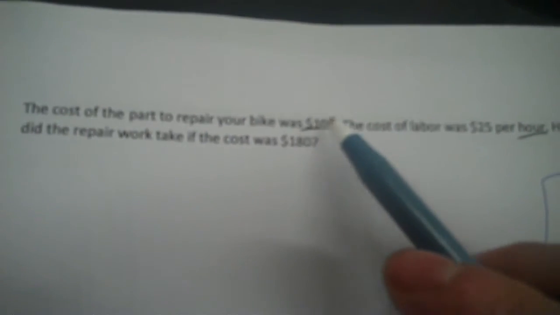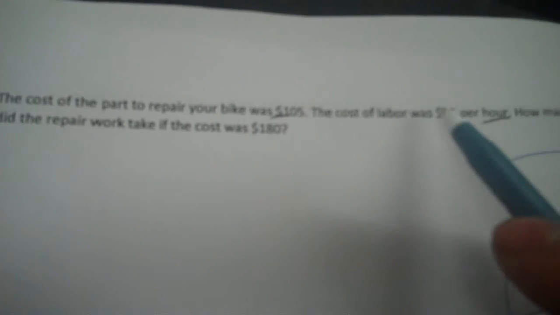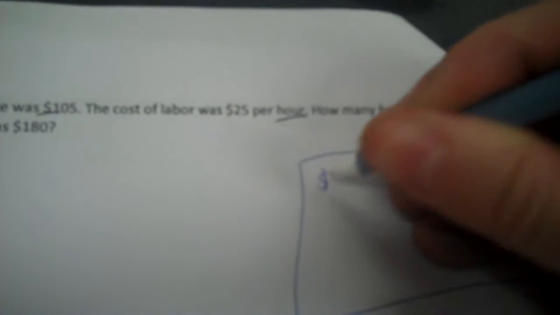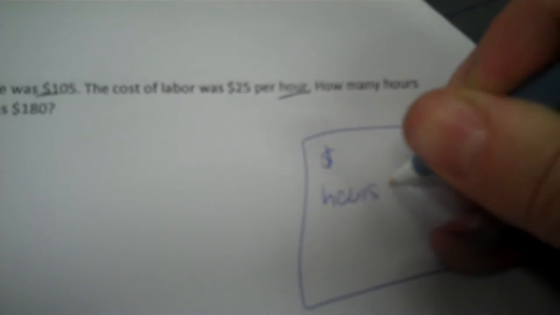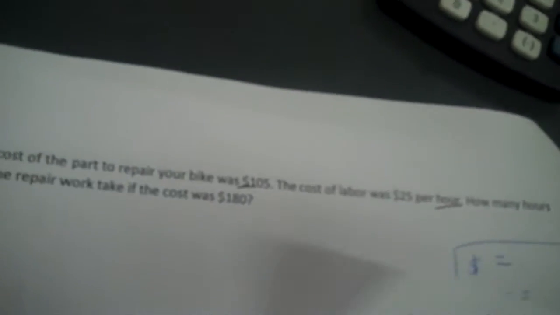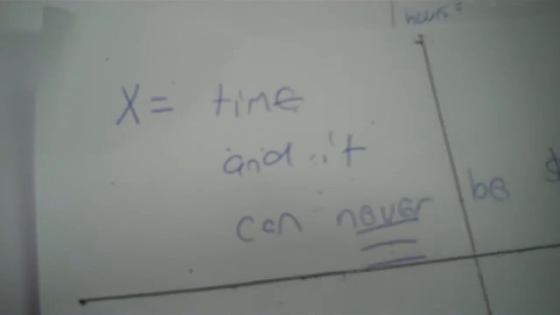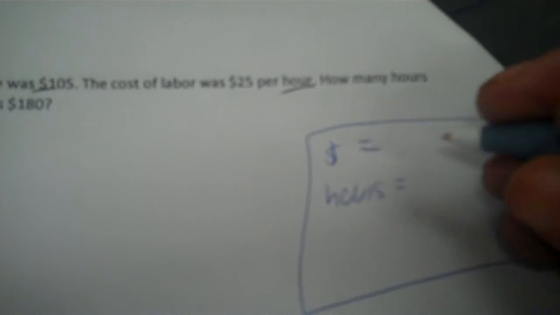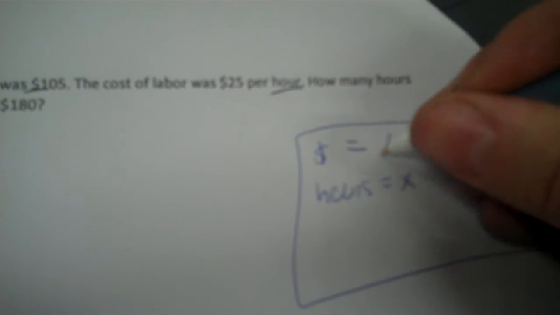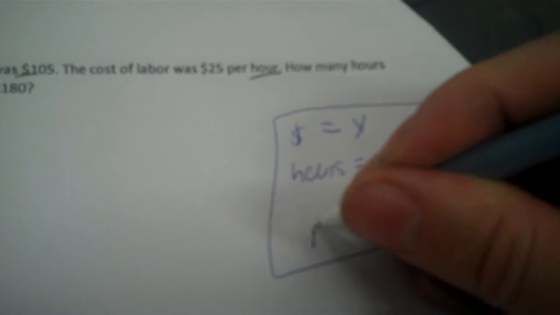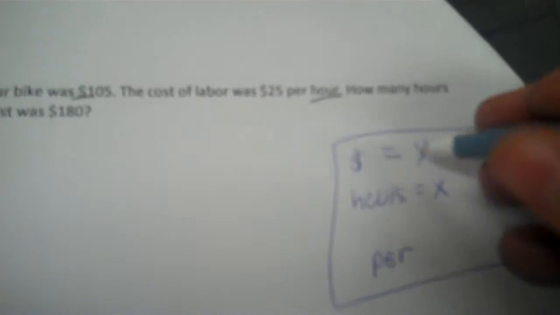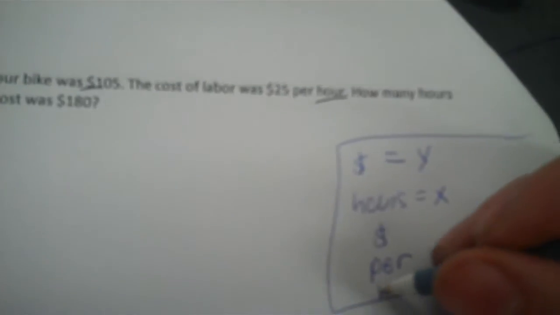Okay, so the units I have highlighted or underlined are dollars and hours. Now remember the rules for X and Y. X is time, it can never be dollars. Well, the time unit's hours, okay? So X would be that and Y would be money. So when I set up my per, Y label on top, so that's going to be money, and X label on bottom, hours.